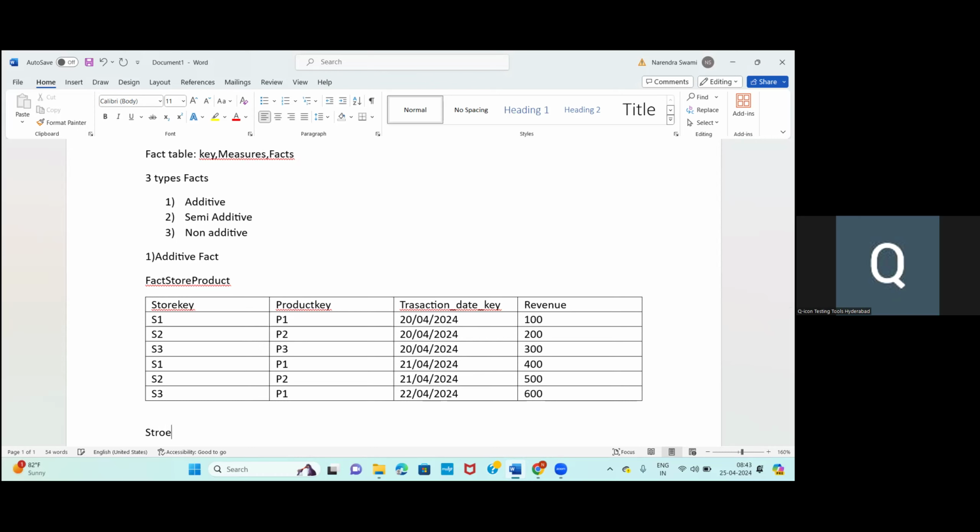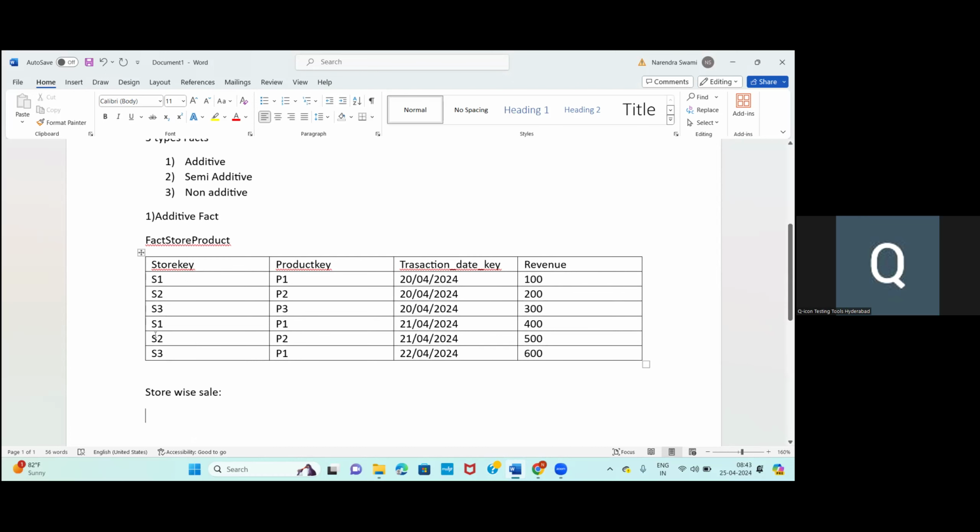store-wise sales. So what are the columns we have to take here? I can take the Store key column and also the revenue column, right? Store-wise sale means I want to know the total amount of each store. So I can take the columns store key and revenue.